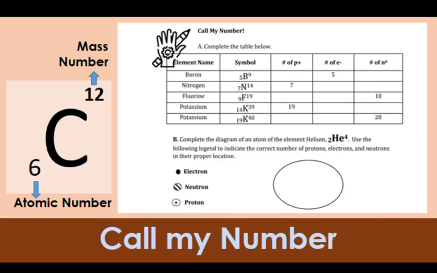Now with that, you are ready to answer the next activity entitled Call My Number. You simply have to complete the table by writing the missing numbers. Don't forget that the subscript is for the atomic number while the superscript is for the mass number. You also have to complete the diagram of an atom of the element helium. You have to use the following legend to indicate the correct numbers of protons, electrons, and neutrons in their proper locations.